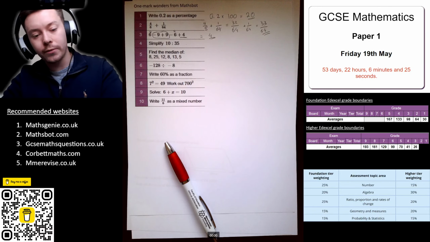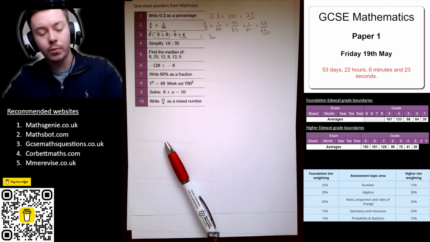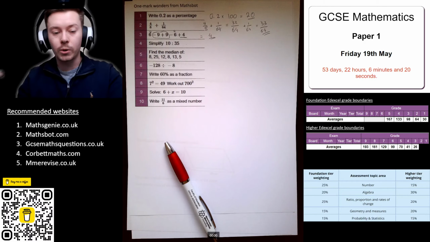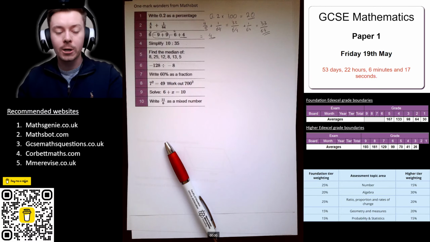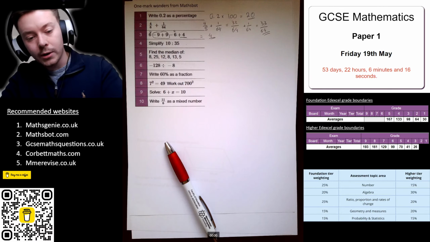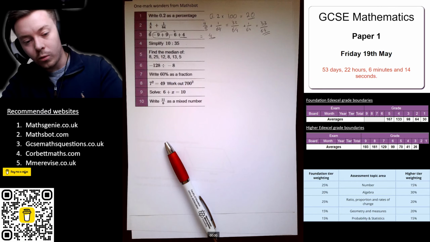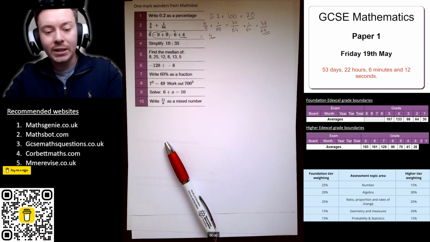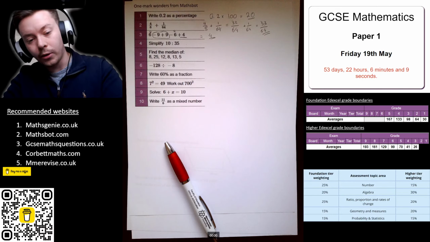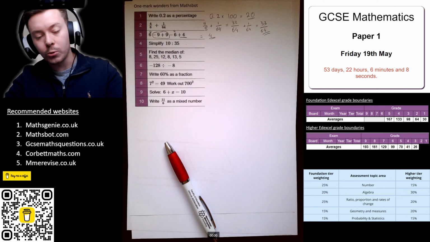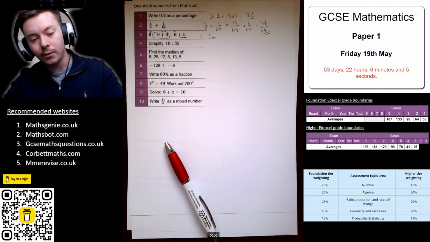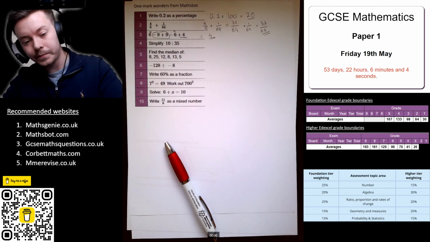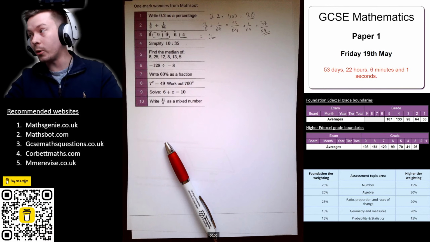Okay, 60% as a fraction. Now, percent means per 100. Cent being, there's 100 cents in a dollar, 100 years in a century. So that's 60 over 100. Now, we need to simplify this as much as we can. Both numbers end in 0, so if I divide top and bottom by 10, I'm going to get 6 over 10. And then half both of them, because they're both even.